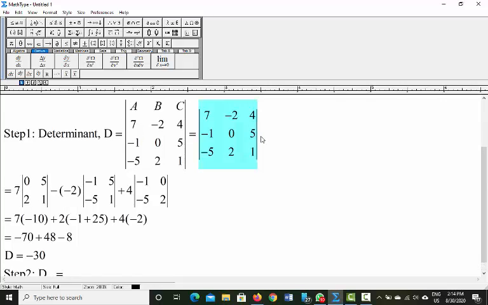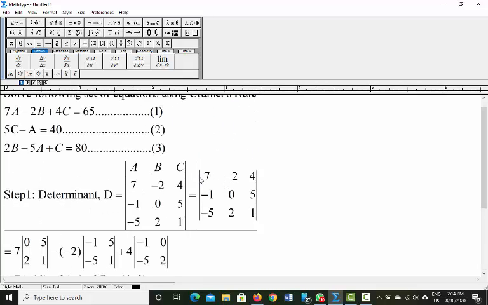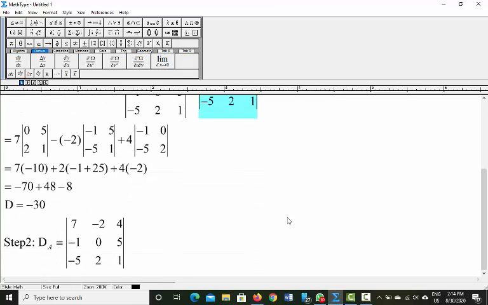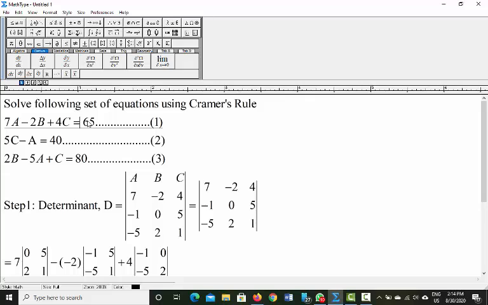The determinant for the variable A. This is the determinant of this matrix we have calculated. So here, the column of A we want to find, now we want to find the determinant for A. The coefficients of A, that means the first column, need to be replaced by whatever we have on the right hand side of the equation.